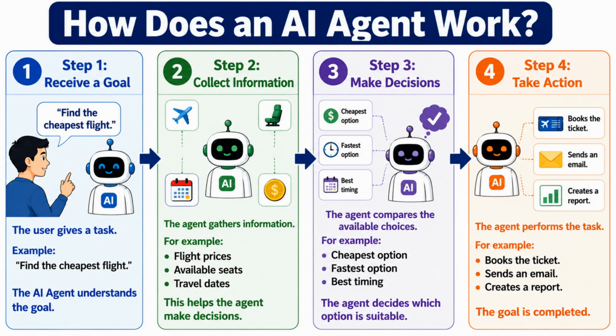Now we will see how an AI agent works. Step 1. Receive a goal. The user gives a task. For example, find the cheapest flight. The AI agent understands the goal.